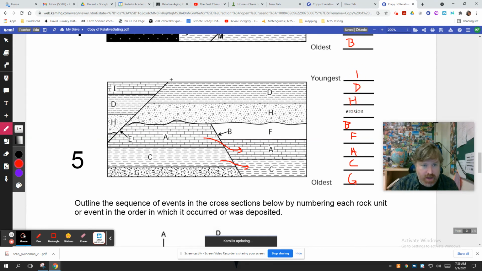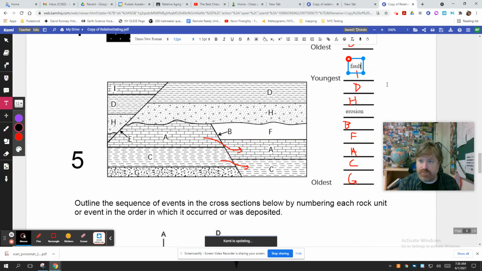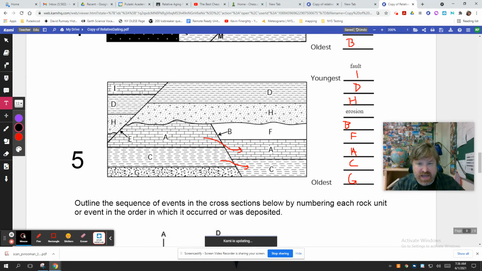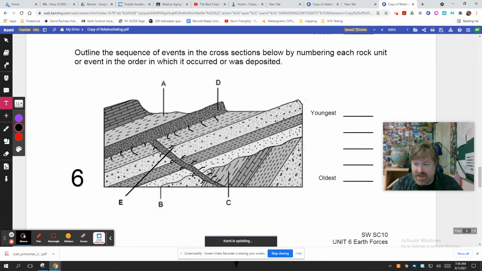And then this fault cuts across all of that stuff. So that fault must be last. I don't really see anything indicating this is the surface, so we're not going to say erosion's last. What do you think? They're kind of neat because they're like puzzles, they're fun to figure out. Now, this one, they didn't label every single layer. So if you got to that and said, well, what the heck?